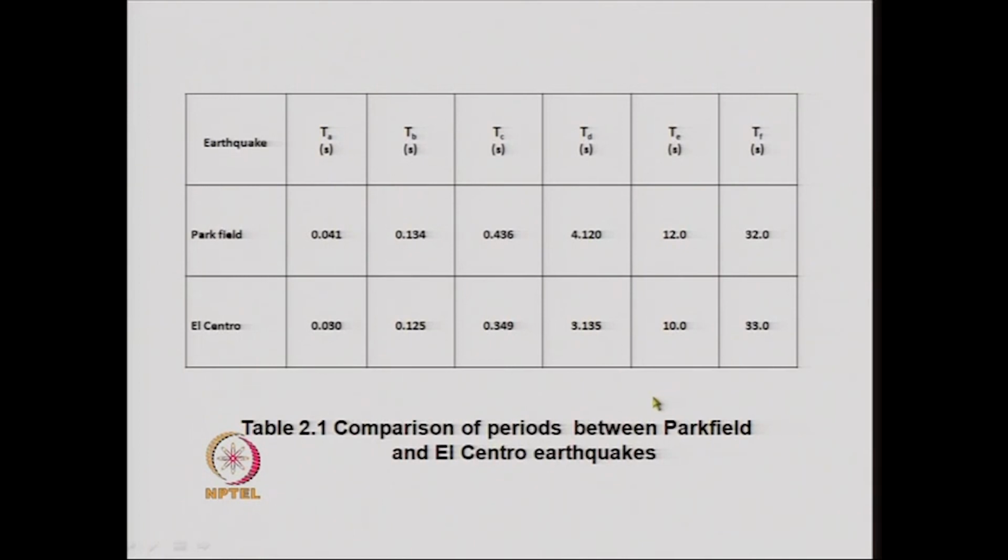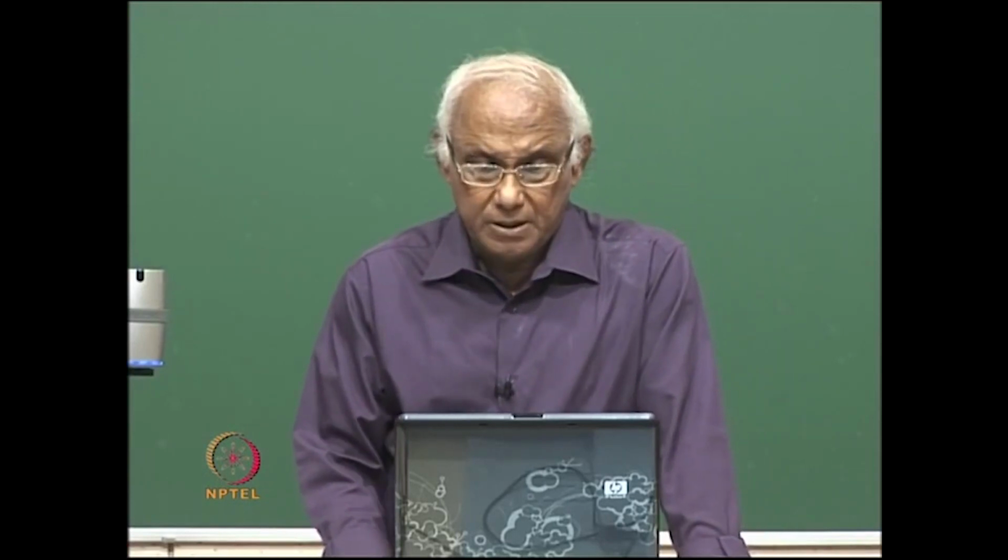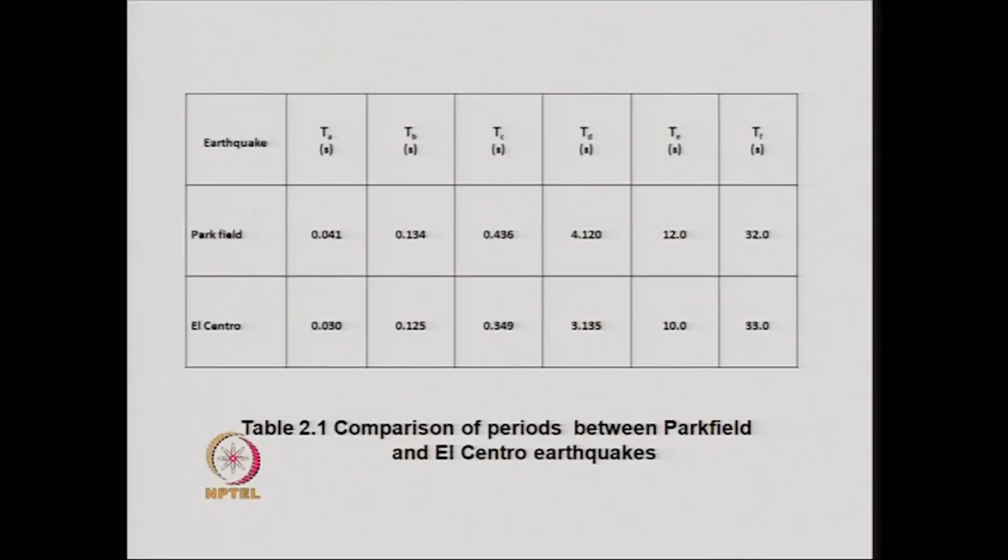So these two earthquake records revealed that there could be differences between the values of TA, TB, TC, TD, TE, TF, but the nature of the response spectrum can be approximated by a series of straight lines having the characteristics that we discussed before.